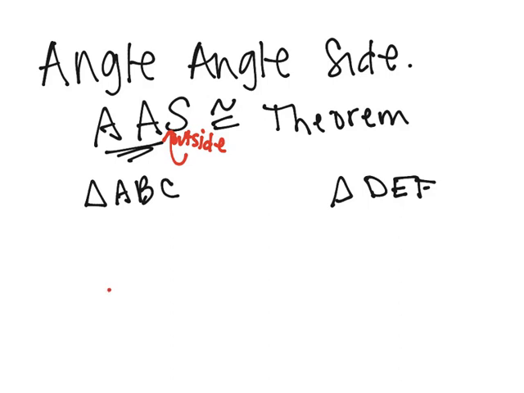So let's again say that angle A and angle D are congruent to each other, okay? Angle A and angle D. Then we have our second angle. This time let's look at angle B and angle E. Let's say they're congruent to each other.